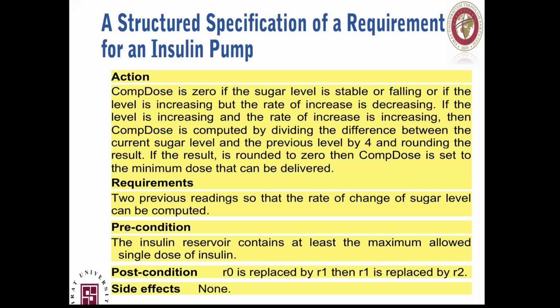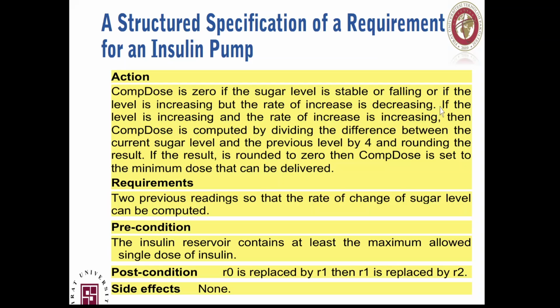Okay, the action. Now this is a description of the whole scenario. The computed dose is 0 if the sugar level is stable or falling. If the level is increasing but the rate of increase is decreasing. Well, you may tell me it's really hard for me to understand. Hold your patience. You don't have to worry now. Okay, I'll explain it in a while.